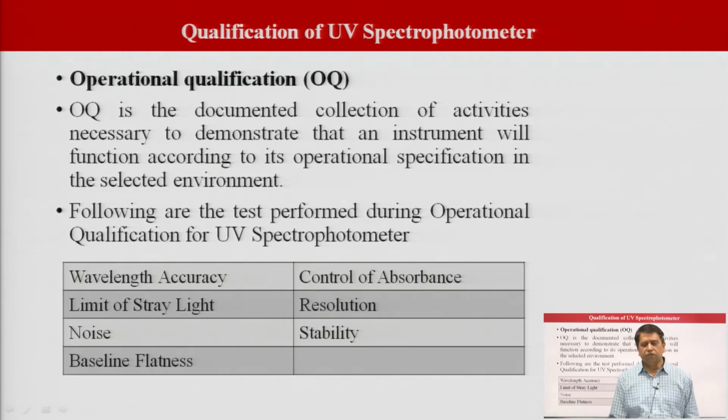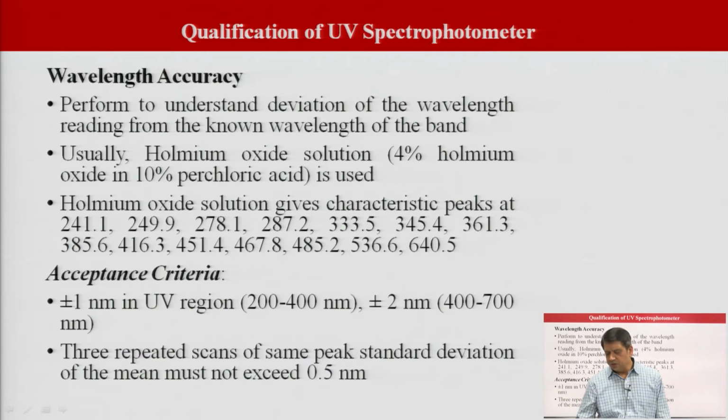tests one by one. First test is the wavelength accuracy. In the wavelength accuracy test, this is basically performed to understand the deviations of the wavelength reading from the known wavelength of the band. In this case, we are using some specific analytes or chemicals. For example, usually we use holmium oxide solution, that is the 4% holmium oxide solution in 10% perchloric acid, which is used for the performance of the wavelength accuracy test in a UV spectrophotometer.